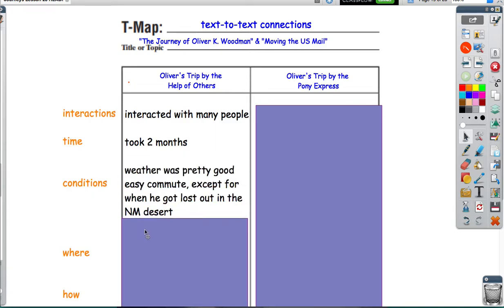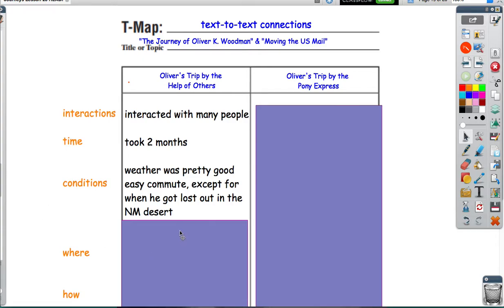All right, that's right. So far, the weather was pretty easy. It was a pretty good commute overall, except for that one time when he got lost out in the New Mexico desert and the mouse was making a nest in his backpack. That was really the only time that wasn't so pleasant. Think about where he traveled. Go back to the text.